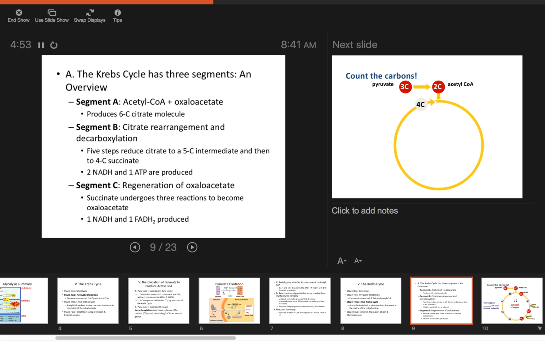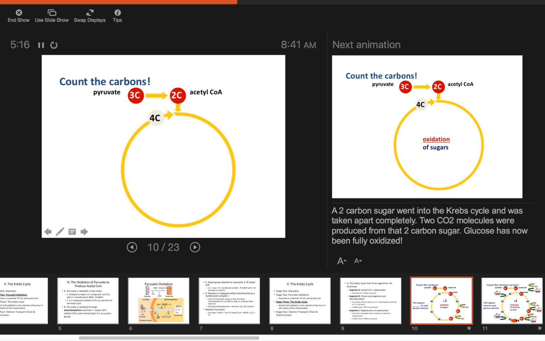Then it's going to go through a series of 5 steps. We will make some energy carriers as well as a little bit of ATP. And then the third stage is the regeneration of oxaloacetate, where we're going to generate some more electron carriers. So not a lot of ATP, but a whole bunch of electron carriers, which will be used in the ETC. So pyruvate gets converted into acetyl-CoA, and then it enters the Krebs cycle. And so we're going to take this 2-carbon molecule and bind it to a 4-carbon molecule.